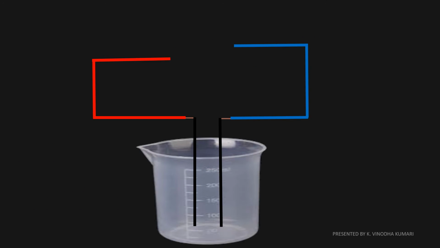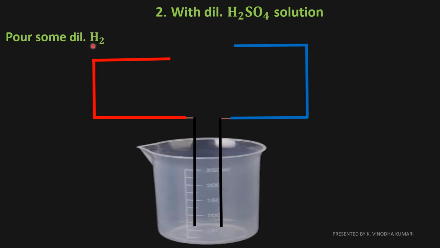Now we'll do the activity by taking another solution. So here the second one is the dilute H2SO4. Already we have placed the graphite rods, and the two graphite rods are connected to the wires separately, and now we'll pour H2SO4 solution into the beaker. We'll take some dilute H2SO4.